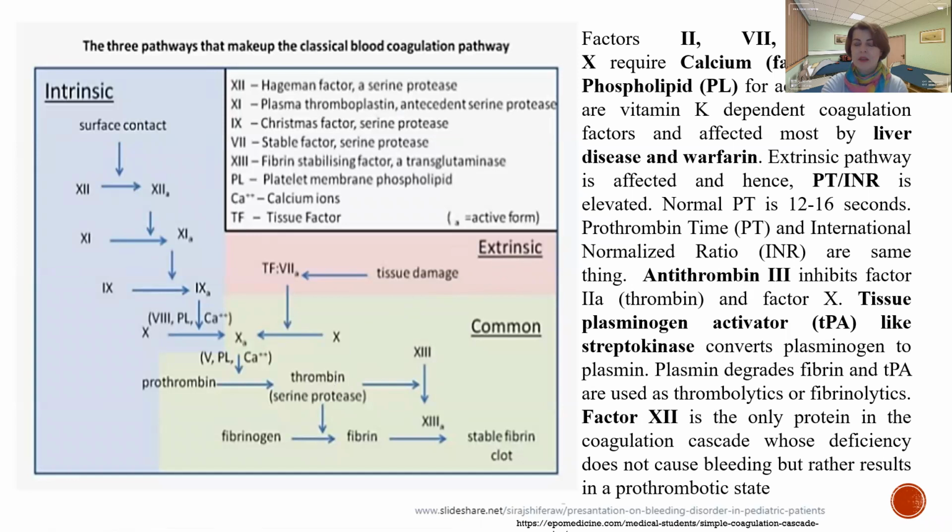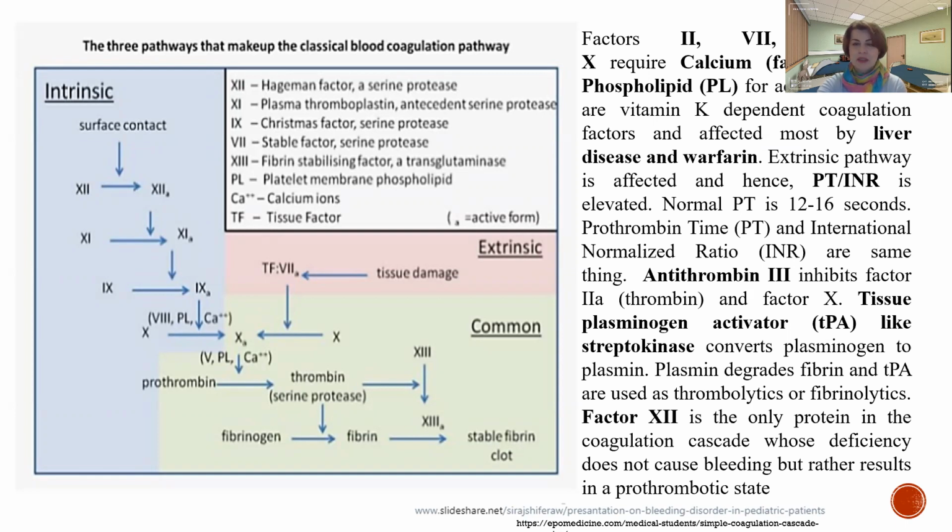Normal prothrombin time is around 10 to 16 seconds. Prothrombin time and international normalized ratio are technically the same thing. Antithrombin 3 inhibits factor 2A, or thrombin, and factor 10.